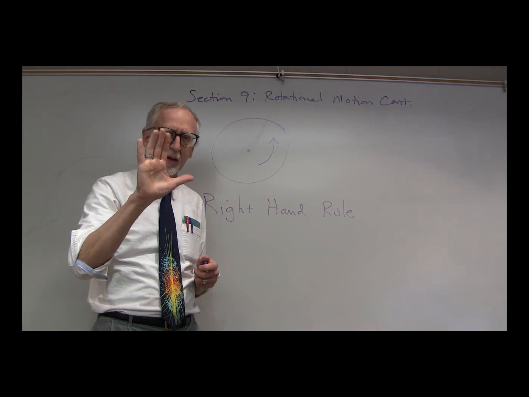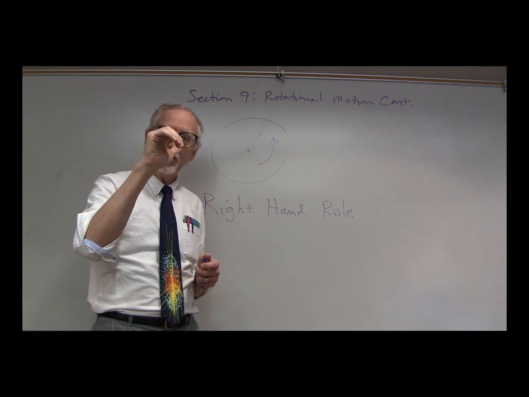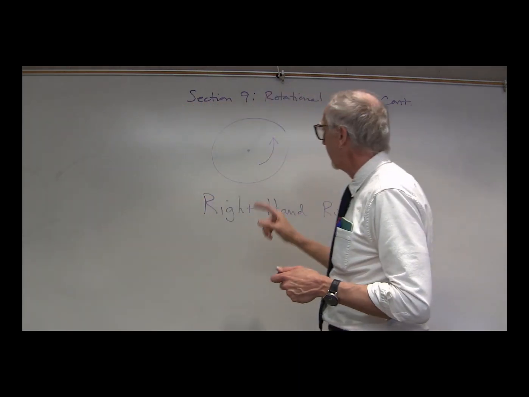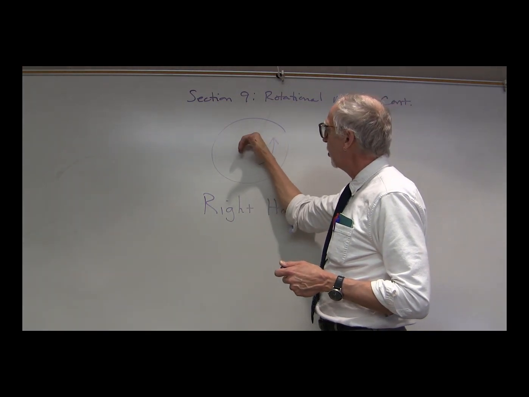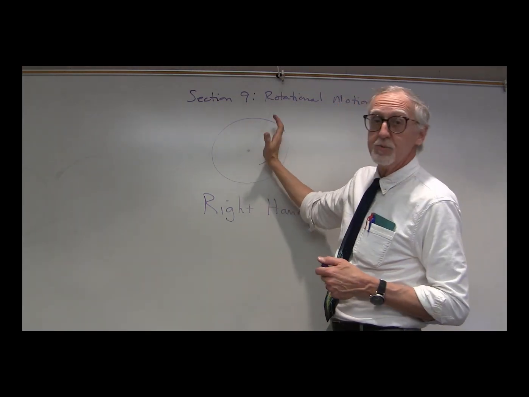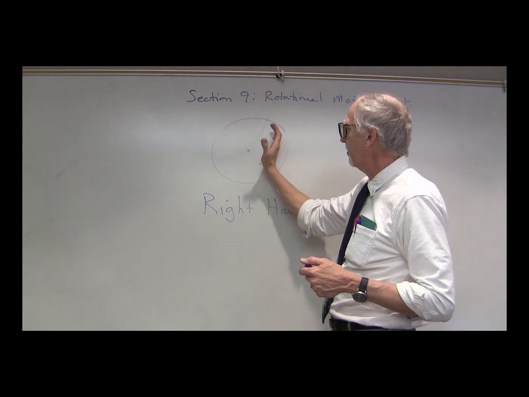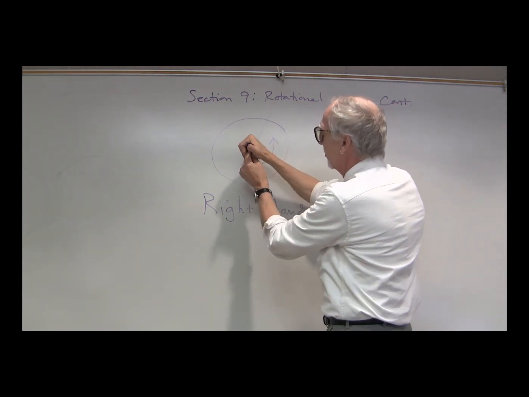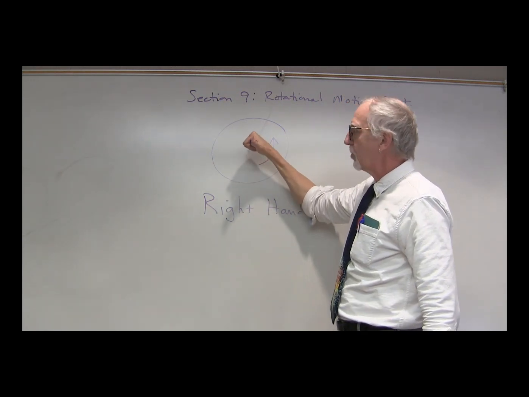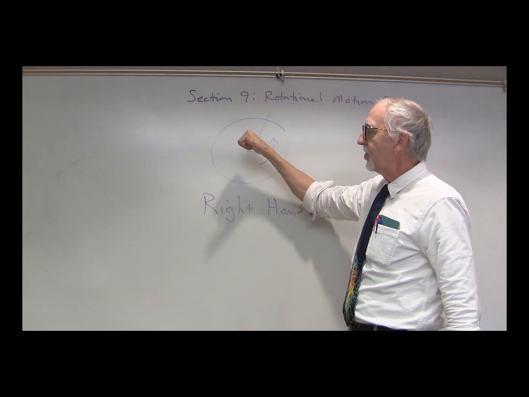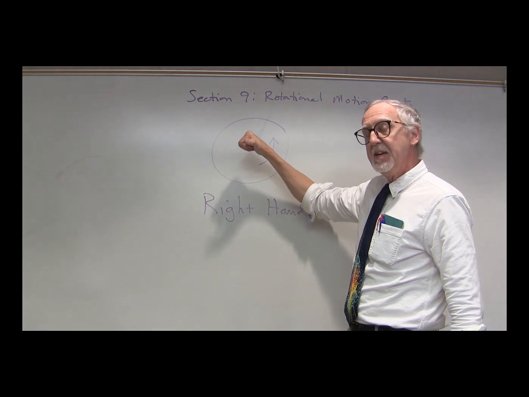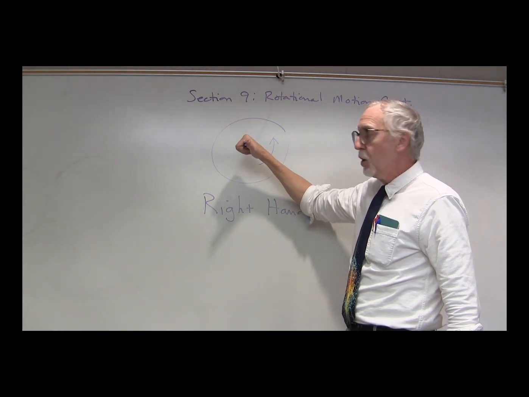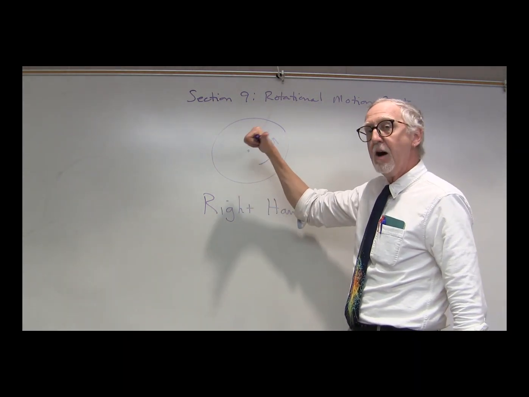We'll see why in just a second. Curve your fingers in the direction of the rotation. So if it's going this way, I'm going to curve my fingers this way. In other words, you might say in a counterclockwise direction around the axis. So remember, here's the axis. I'm going to curve my fingers around the axis in a counterclockwise direction. My thumb then points in the direction of omega, which in this case is out of the board.